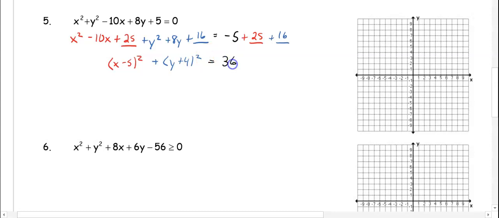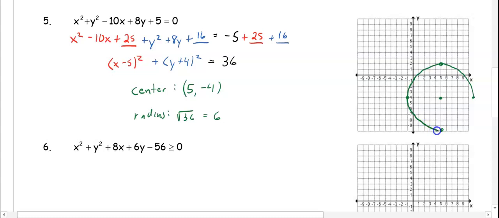equals 36. So now that we have our equation in graphing form, our center is going to be 5, negative 4, and our radius is going to be the square root of 36, which is 6. So we're going to go to the center 5, negative 4, place a dot, and then we're going to go 6 in each direction. So it's okay if it's a little off the graph. Okay, and then it's an equal sign, so we're going to connect it in a solid line.